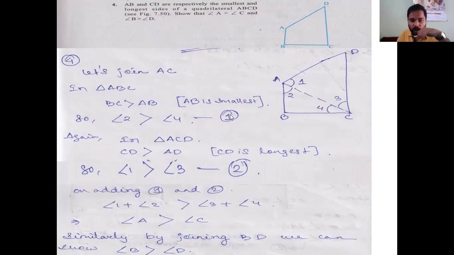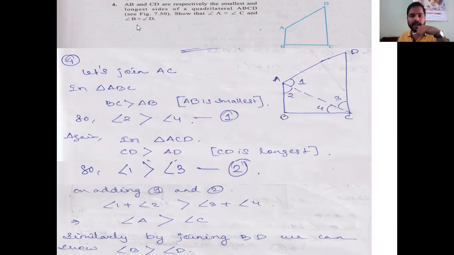So now you see 1 and 2. This 1 and 2 you just consider. In this, if we add both, left hand side angle 1 and angle 2, right hand side angle 3 and angle 4. So I can say angle 1 plus angle 2 is greater than angle 3 plus angle 4. So angle 1 plus angle 2, what is it? Angle A, and angle 3 plus angle 4 is angle C. This one is proved, okay, this part.